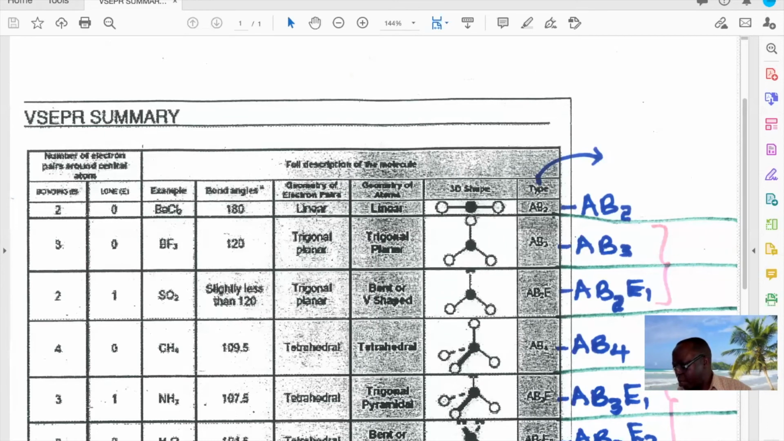Molecular geometry. If you're writing on the whiteboard, we can only see the summary.